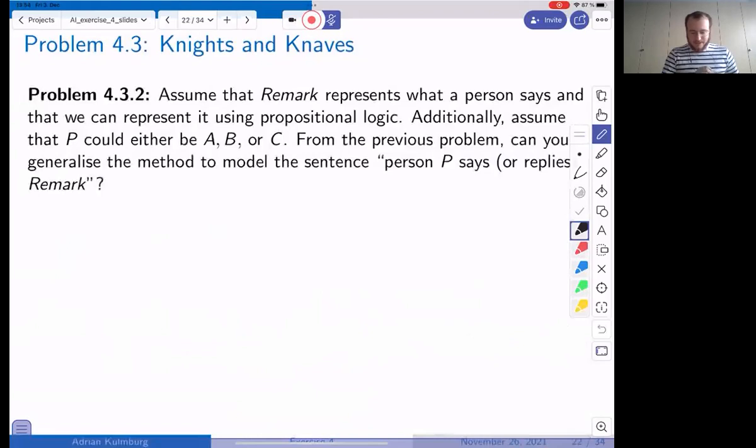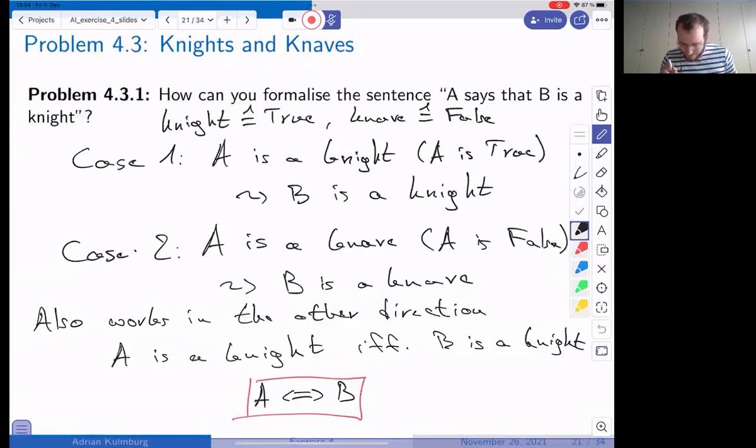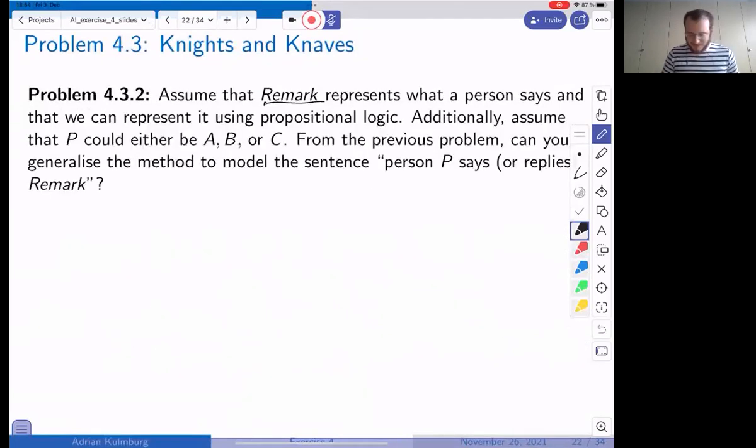Okay, then let's go one step further. And this time we have some person, P, right? This can be A, B, or C. And that person says something, which is a remark, right? And we have to formalize now the thing that the person P says something. My handwriting is extremely terrible, but yeah, again, I hope it's good enough. So about the sentence P says a certain remark.